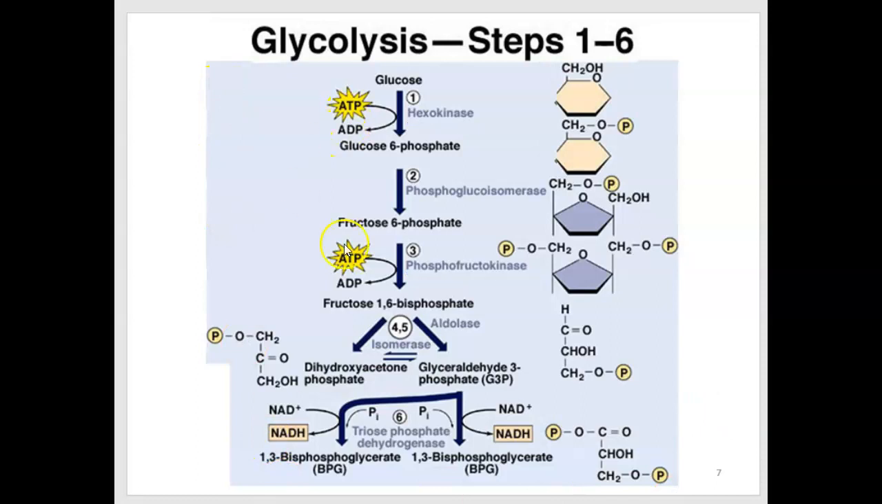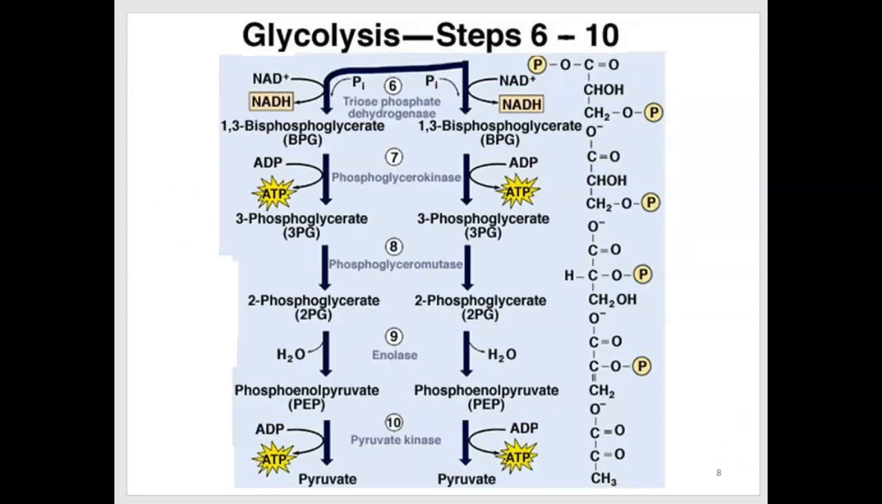We started with glucose. We've used ATP. We've made some NADH. And then when you get down to steps 7 through 10, now you get to actually make some ATP. So here's a step that makes ATP. Now remember, we are 3 carbon molecules from this point on.